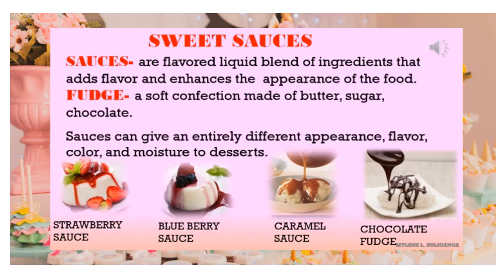Sweet sauces. Sauces are flavored liquid blend of ingredients that adds flavors and enhances the appearance of the food. Examples of these are strawberry sauce, blueberry sauce, and caramel sauce. Fudge. Fudge is a soft confection made of butter, sugar, and chocolate. Sauces can give an entirely different appearance, flavor, color, and moisture to desserts.